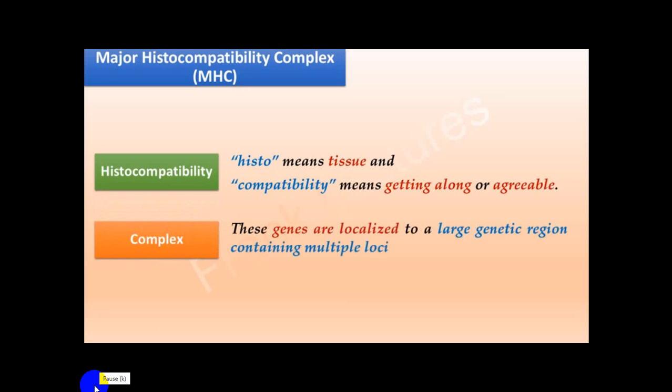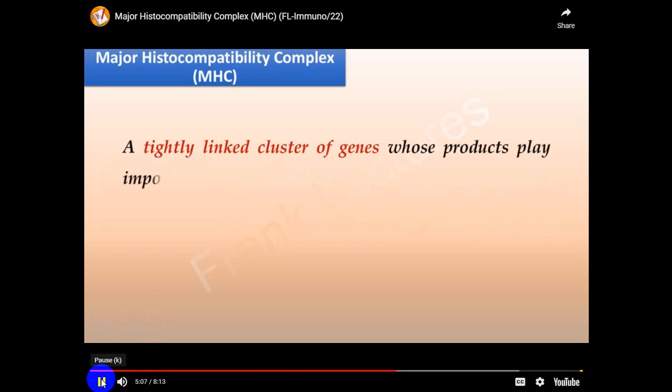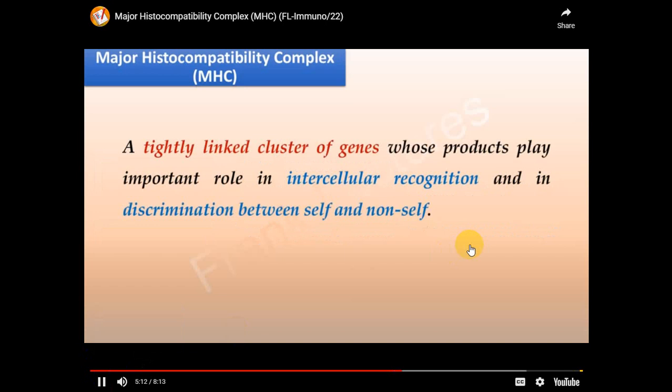Since the molecules encoded by these genes were found to have main effects on histocompatibility, to distinguish them from other molecules encoded by the genome having minor effects on histocompatibility, they were called major histocompatibility molecules. And the genes encoding these molecules were called major histocompatibility complex. Major histocompatibility complex is defined as a tightly linked cluster of genes whose products play an important role in intercellular recognition and in discrimination between self and non-self.